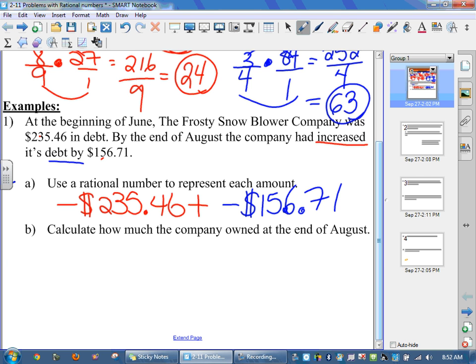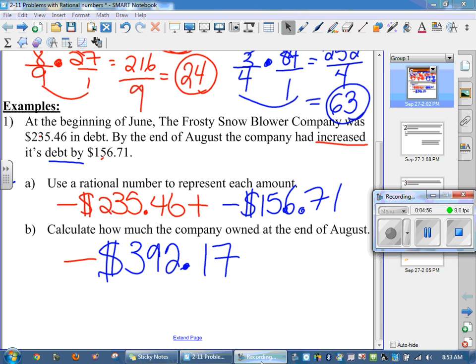How much do they owe at the end of August? Not 20 trillion. Use your calculator. Close enough, John. Close enough. Good. They owe $392.17. Now, is that the way I would write that? Is that the way they would say it? Aha, we're missing the negative sign. They owe that much money, so you have to put a negative sign in front of that money because they owe that money. Okay, so don't forget that negative sign. It's very important there.